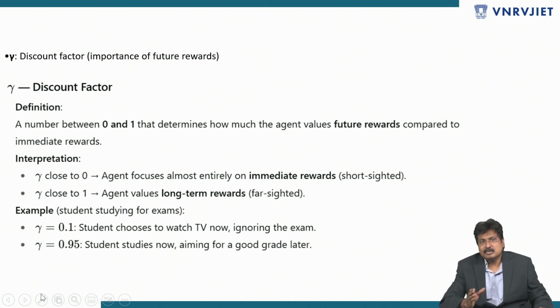For example, a student studying for exams. If I take the discount factor gamma as 0.1, the student chooses to watch TV now, ignoring the exam. That means he is not expecting any long-term rewards. If the discount factor gamma is 0.95, the student studies now, not expecting immediate rewards but aiming for a good grade later on. That is the implementation of the discount factor in our reward functions.